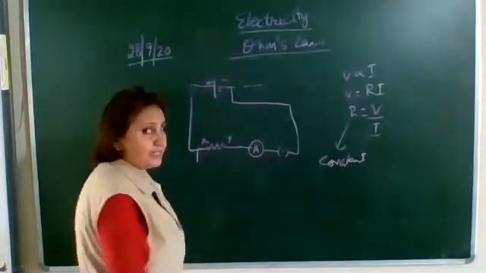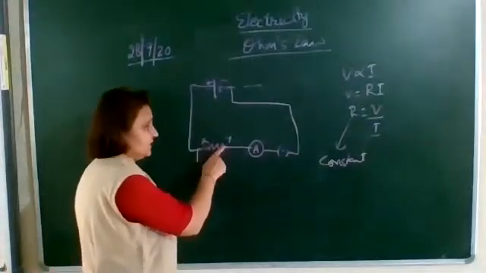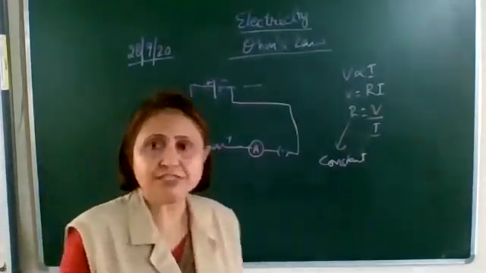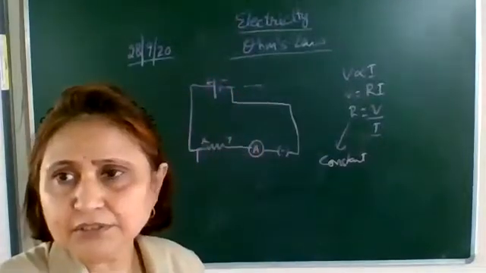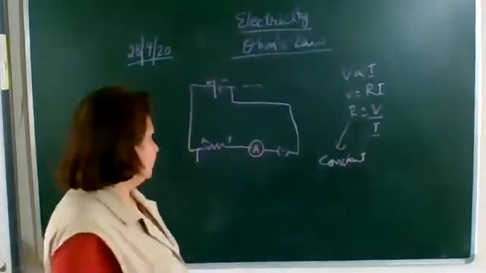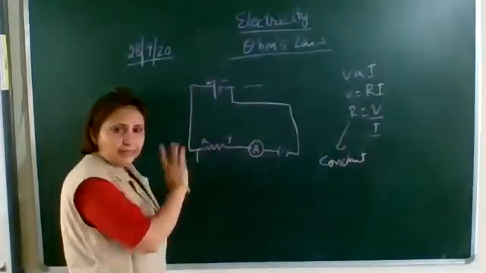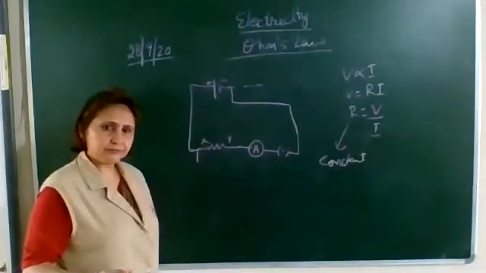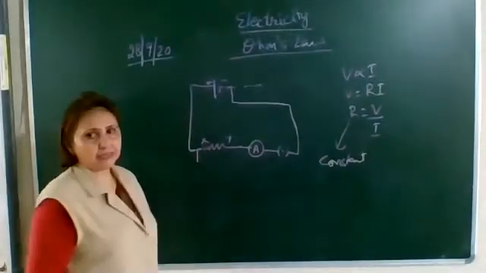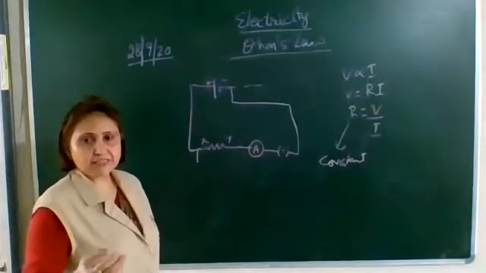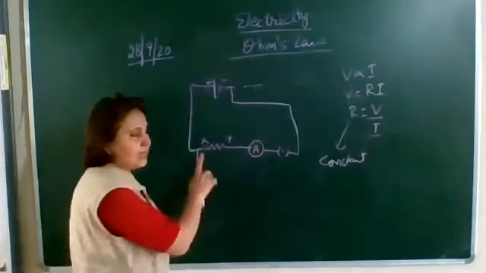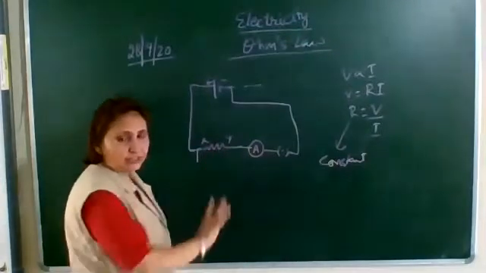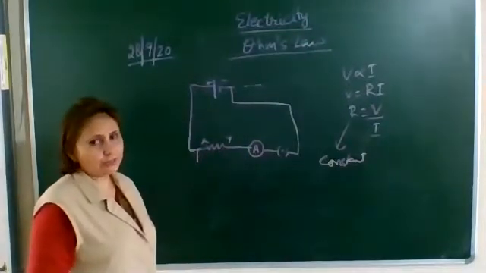Okay, now we have to measure the current across this XY wire. We know which device measures the current. It is the ammeter. Okay, so this XY wire is made up of nichrome. Nichrome is an alloy which is a mixture of some metals like nickel, chromium, manganese, iron, etc. We have to measure the current across this nichrome wire and also the potential difference.